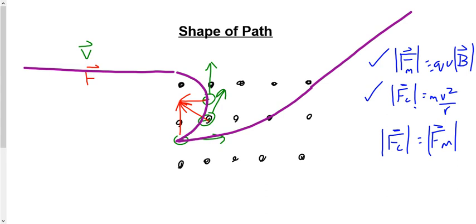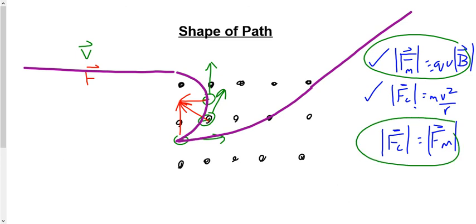Usually, if a question in this context doesn't involve radius, we're probably just going to use QVB. If a question does talk about the radius of curvature of the path, then we're probably going to do this. It's actually pretty rare that you use this by itself. It's pretty common that we use this by itself, and it's pretty common that we use the combination of them. Every once in a while, maybe this by itself.